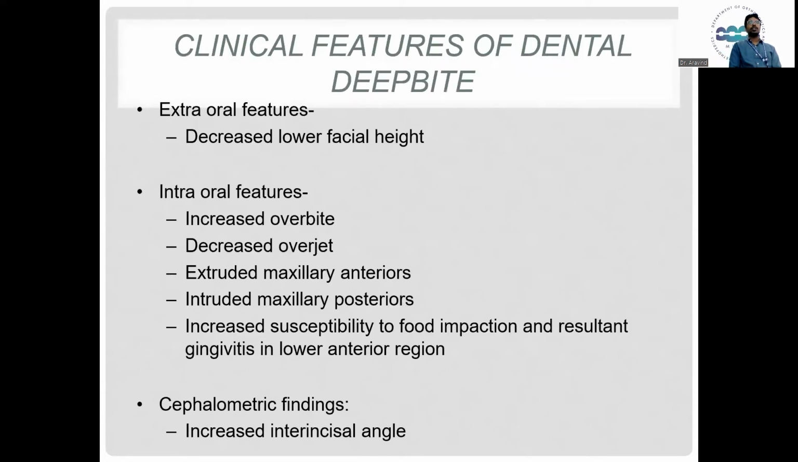So what are some of the characteristic clinical features of dental deep bite? There will be extraoral features and intraoral features. Extraorally, we can see that there will be a decreased lower facial height of the patient. Intraorally, we can see many features such as increased overbite, decreased overjet, extruded maxillary anteriors and intruded maxillary posteriors. Also due to this, there will be an increased susceptibility to food impaction in the lower anterior region and resultant gingivitis will be present in that area.